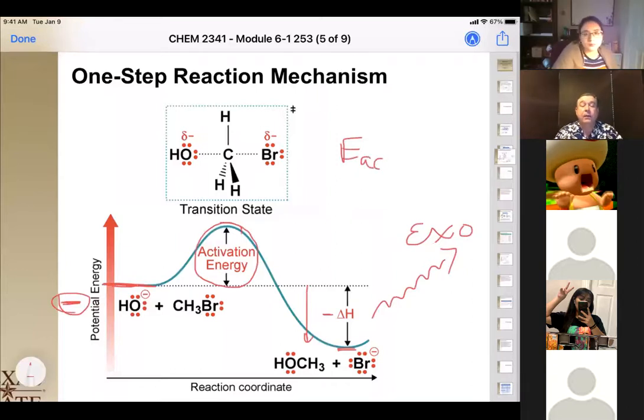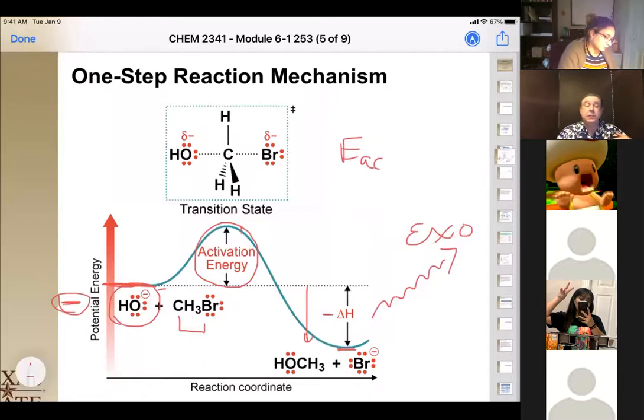Now, let's talk about our reactants here. In this case, our reactant has a negative charge. This negative charge is going to create our new sigma bond, and those are the electrons that are going to start to form that new bond. Then we have a sigma bond between the carbon and the bromine here. Those electrons are going to leave with the bromine after we hit the transition state.